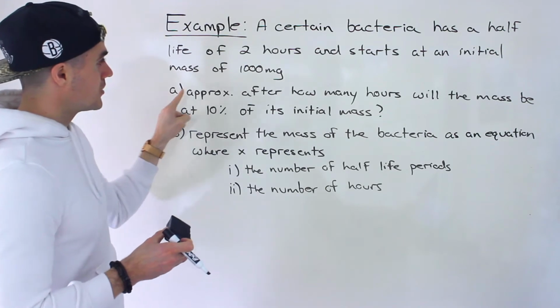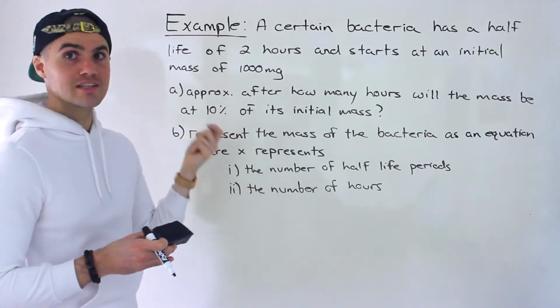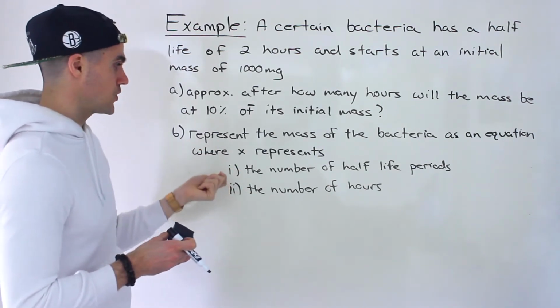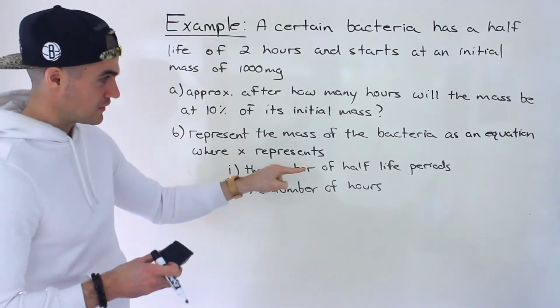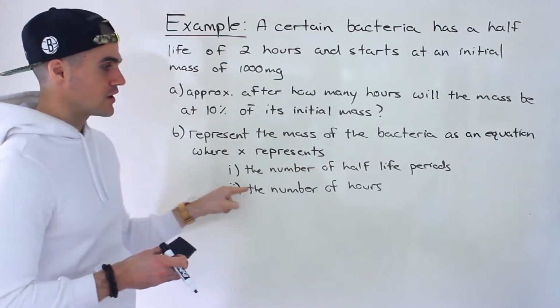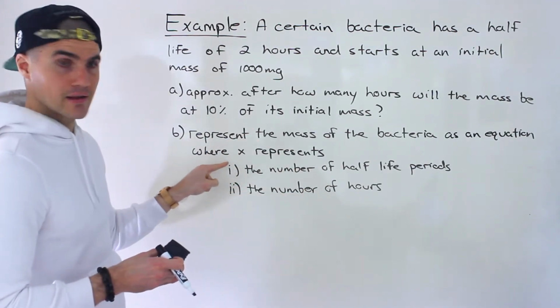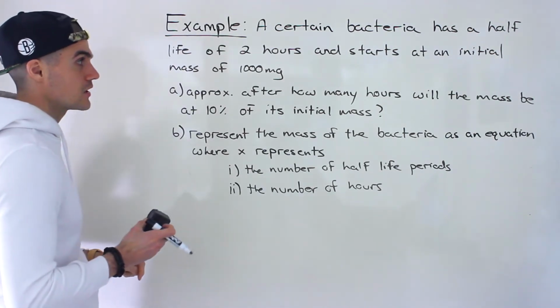So in part A, approximately after how many hours will the mass be 10% of its initial mass? And then in part B, we have to represent the mass of the bacteria as an equation where X is going to represent either part 1, the number of half-life periods, or part 2, the number of hours. So again, similar format to creating these equations as in the previous video.